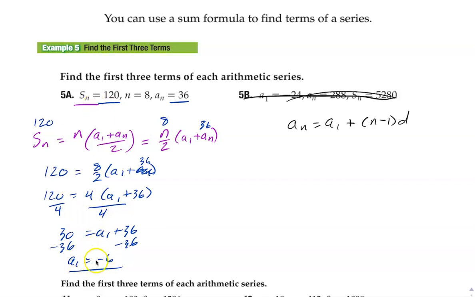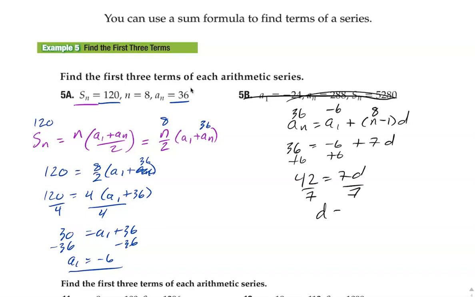So look what happens here. I have a1 is negative 6, I have n is 8, and I actually have an is 36. So I could find the common difference. Let's simplify this. 8 minus 1 is 7, 7d. So add 6 to both sides. I get 42 equals 7d. Let's divide by 7. I get d equals 6. So my common difference is 6.